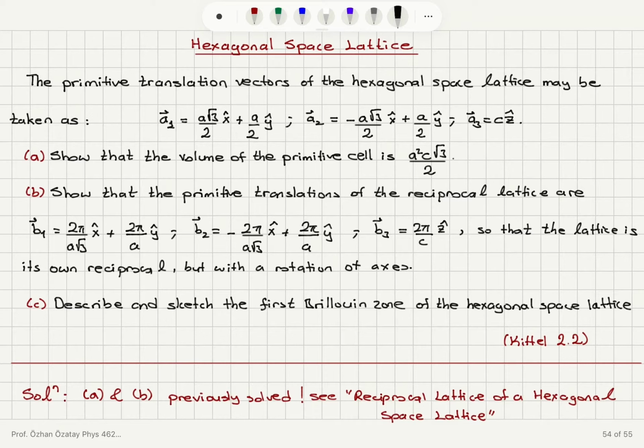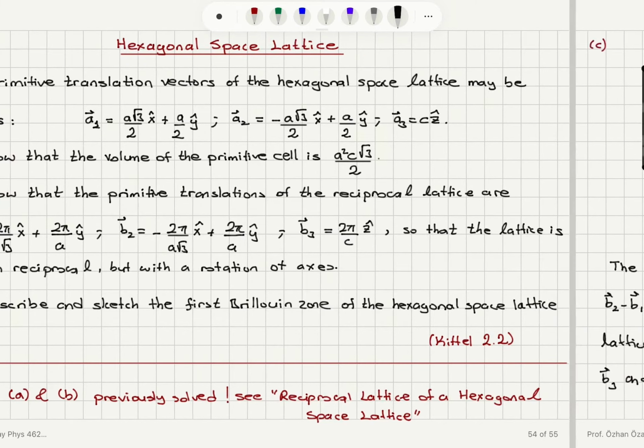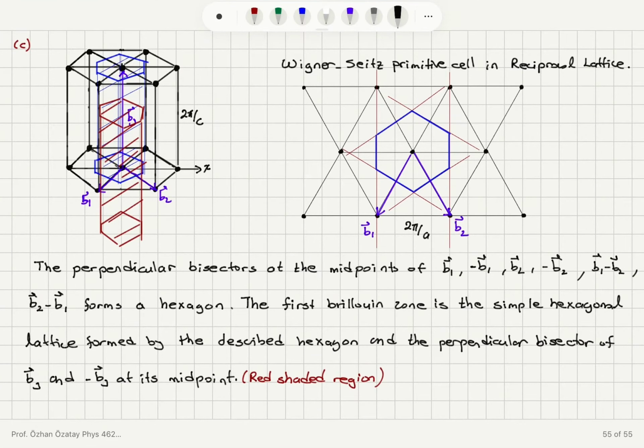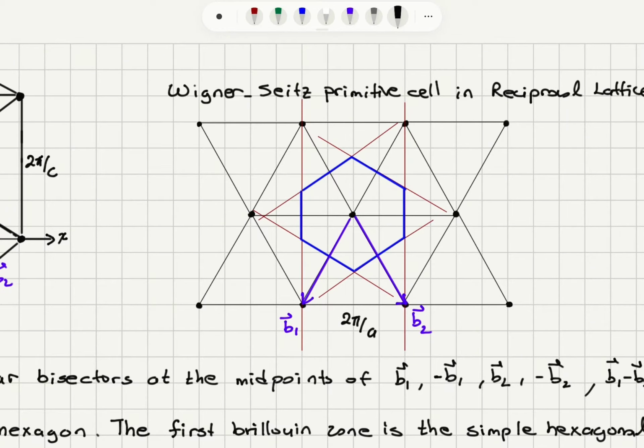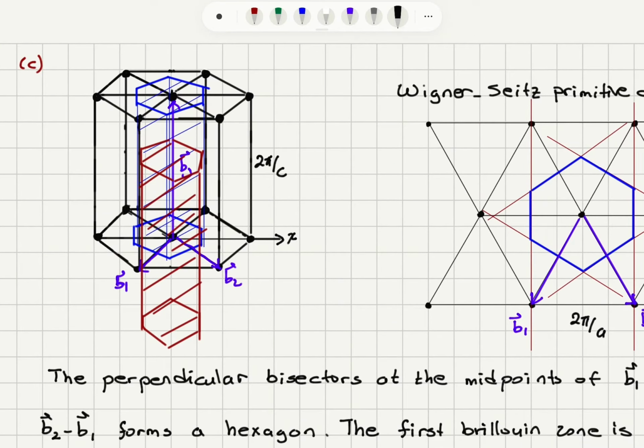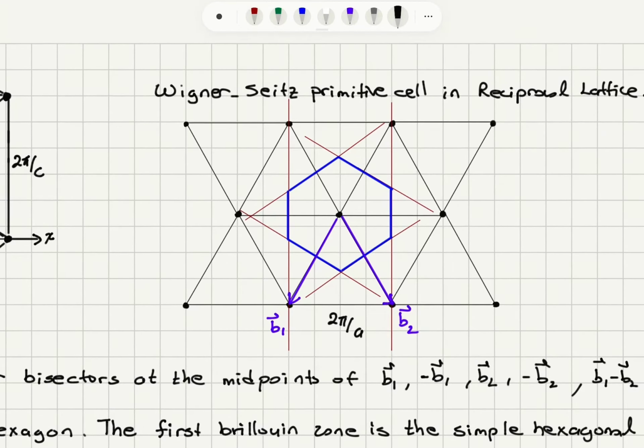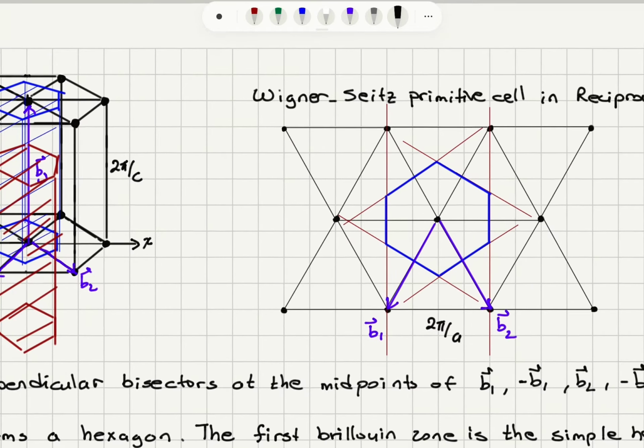Now you will remember that we have actually solved part A and part B of this problem in the video on the reciprocal lattice of a hexagonal space lattice. So I refer to this video for the solution to parts A and B. As for part C, we have to describe and sketch the first Brillouin zone. First, we have to concentrate on one of the top or bottom base of this simple hexagonal space lattice.